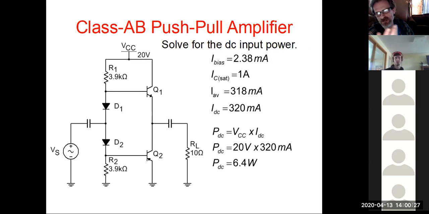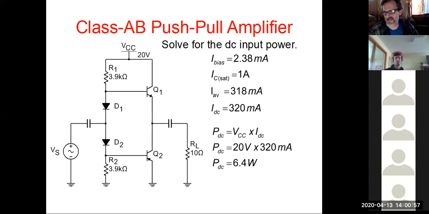And our main goal, remember, is to figure out what our power delivery is for this circuit. We're going to go like we did before with the other circuits, but one step past. Now we're going to figure out our overall power delivery. We've figured out our average current, our bias, our saturation, and now our DC current. Now we'll look at what the DC power delivery is.